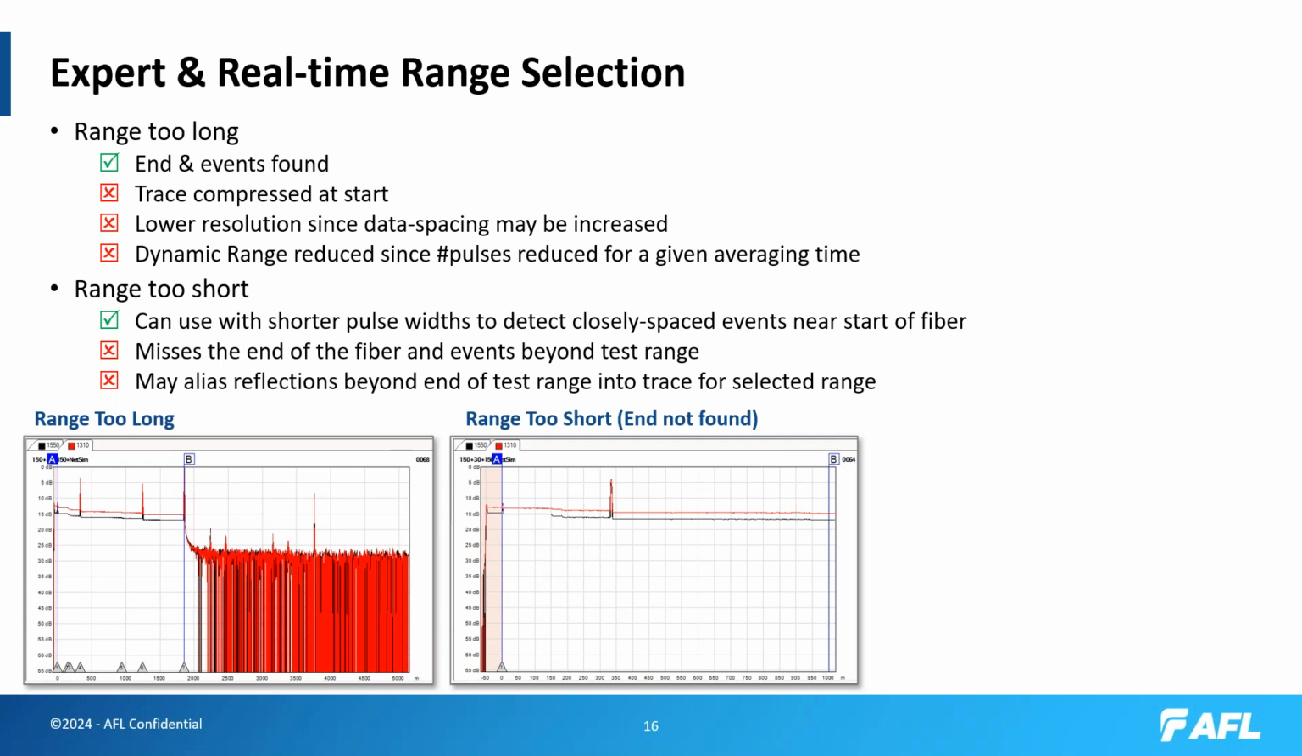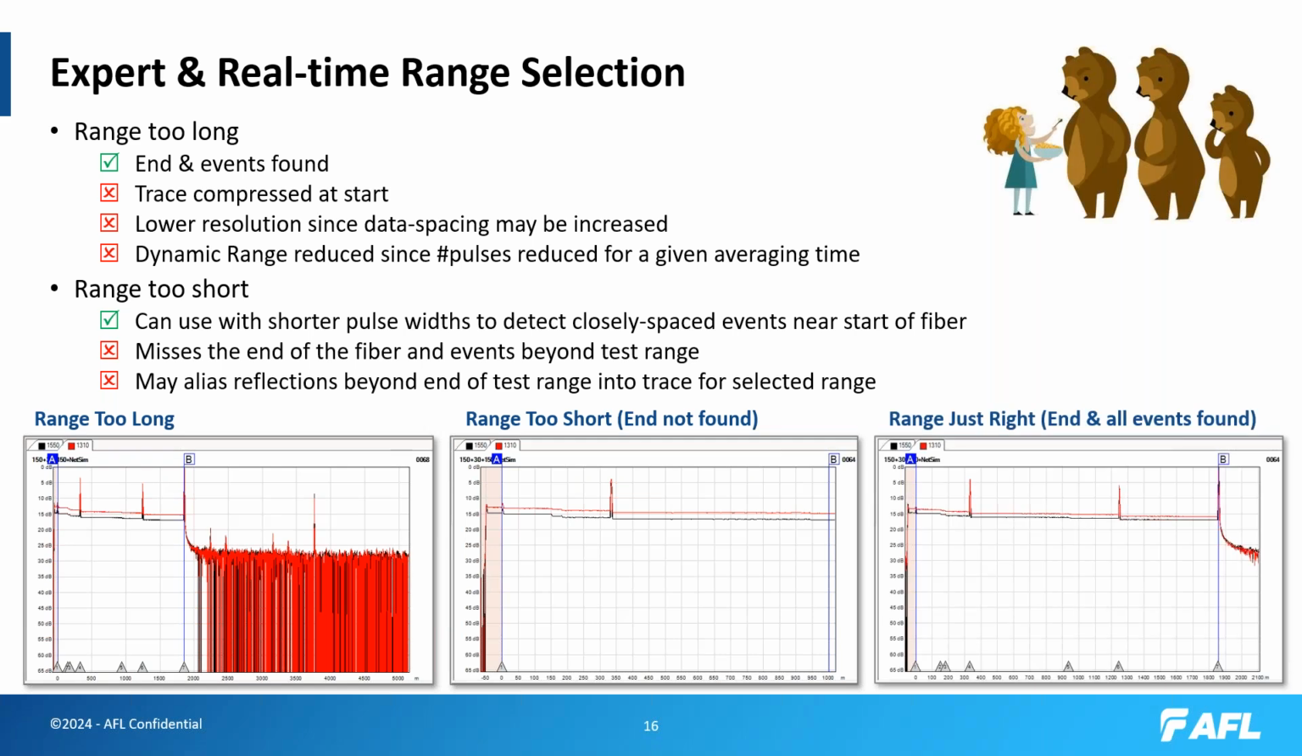And if your range was too short and there were reflections beyond the end of the image range, you may alias reflections that occurred beyond the end of the fiber, and they may appear as if they're in the short section of fiber that you're testing, and may lead you to believe that you have some events where there actually don't exist. And if the range is just right, then the end and all events will be found.